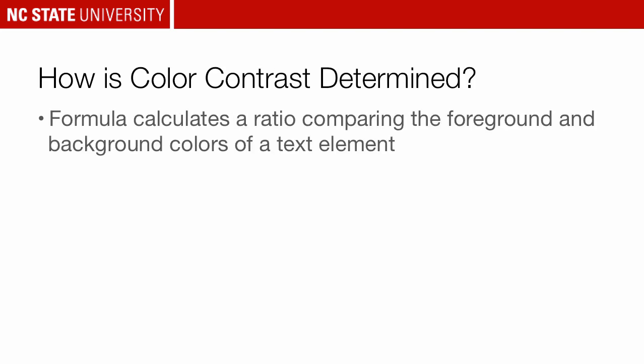So how is color contrast determined? Well, basically there's a formula that takes the foreground color of the text and the background color of the text, and it uses the RGB values, or the red, green, and blue values of those two colors, and it computes a ratio to determine what is the contrast level between those two colors.